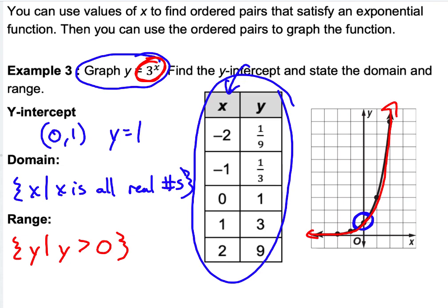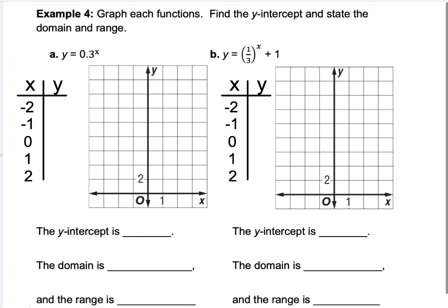I can never hit 0. I can never drop below 0. I can never do 3 to some power and get a negative number or get a 0. Okay, but I can get smaller and smaller decimals and get closer and closer to 0. All right, so last two. If you think you got these down, go ahead and give them a try. If not, do them along with me.